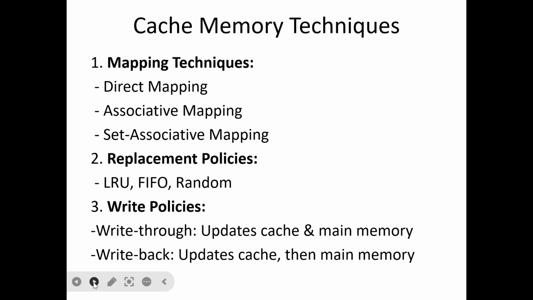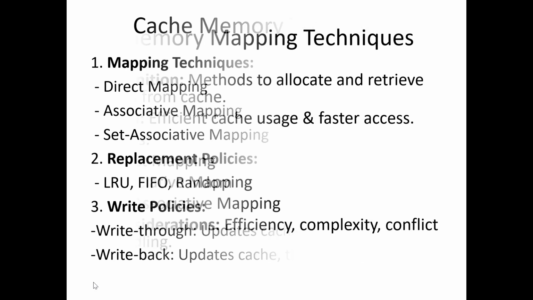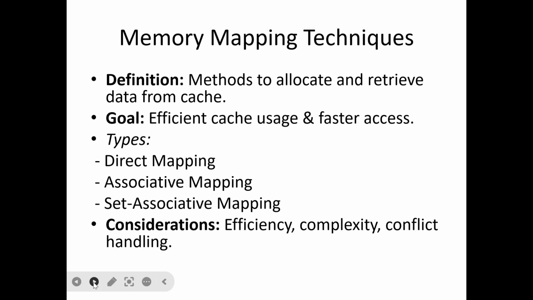Cache memory techniques. Cache relies on three pillars. One, the mapping techniques, which are direct mapping, associative mapping, and set associative mapping. Two, replacement policies. And three, write policies. Think of these as rules for how cache manages data. Let's start with mapping.